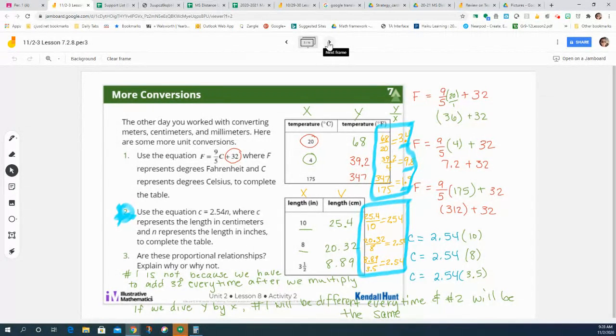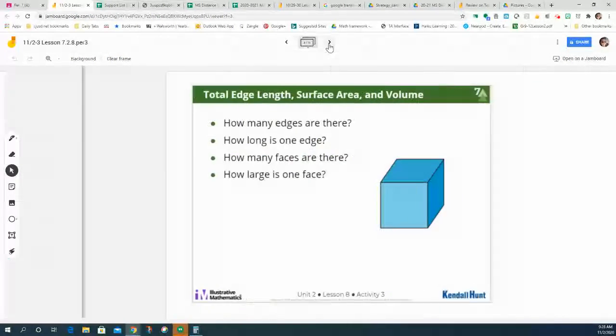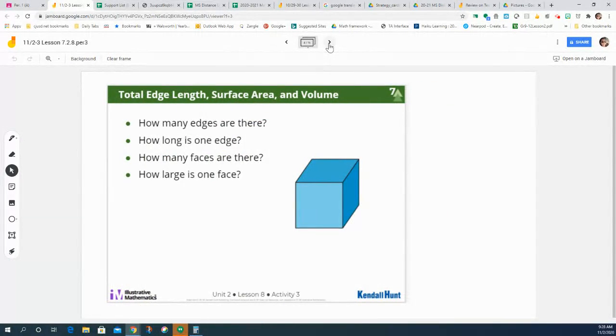Let me see what page real quick. We are in lesson 8, 2.8, which is on page 128. Okay. All right. So I'm going to go to the next slide. It says the total edge length, surface area, and volume.